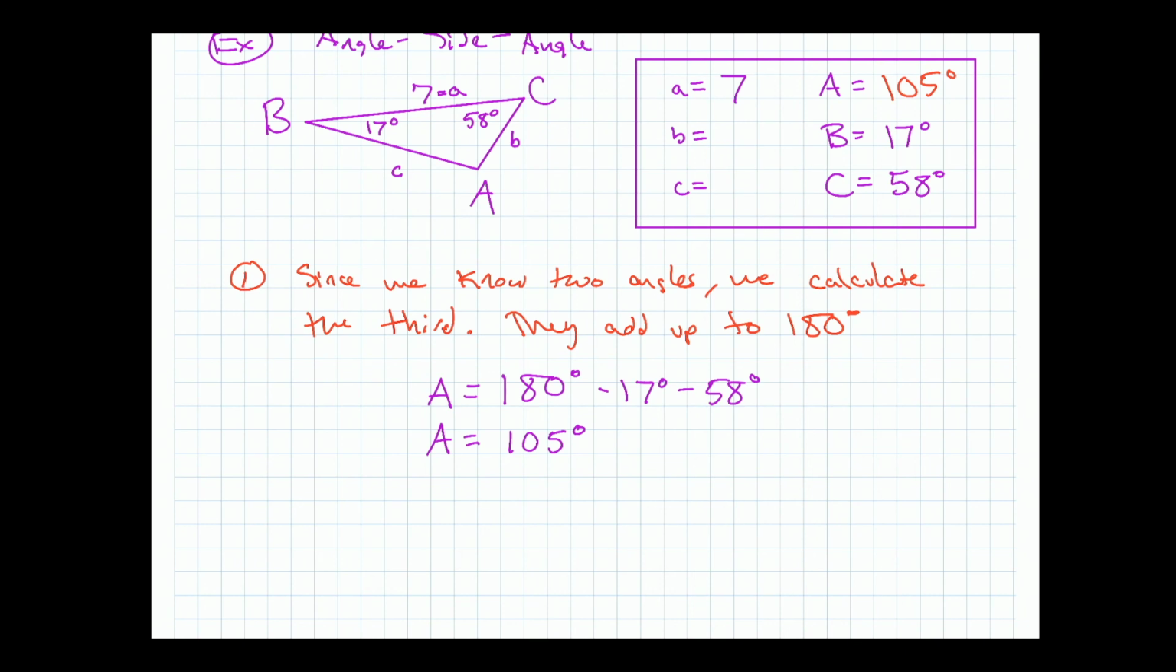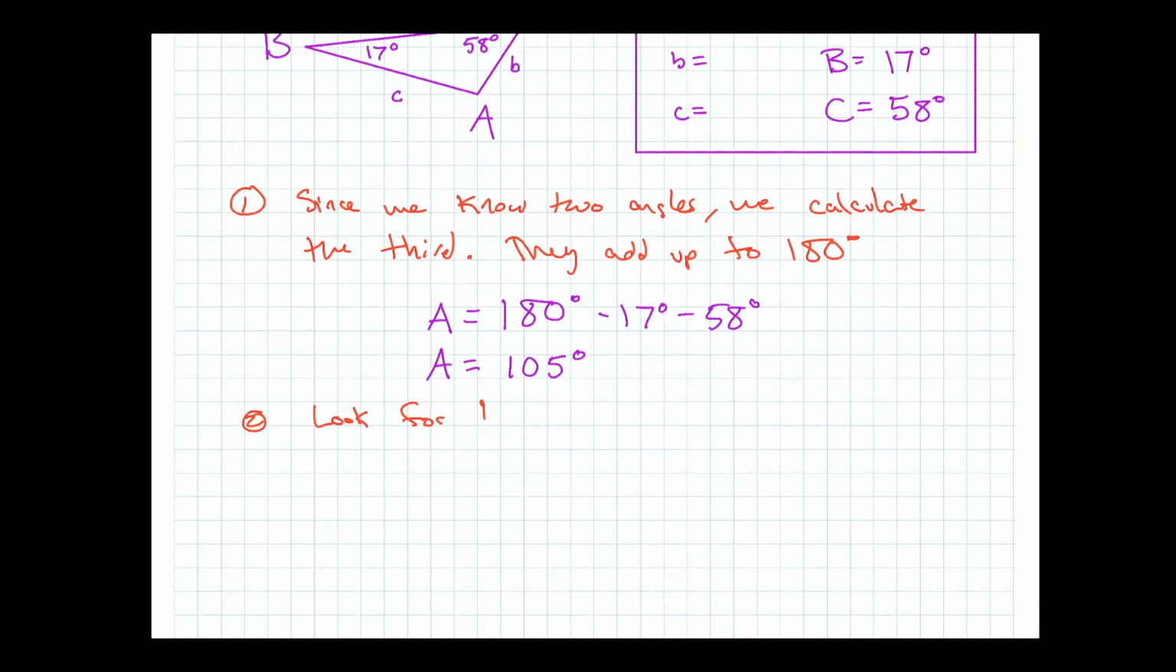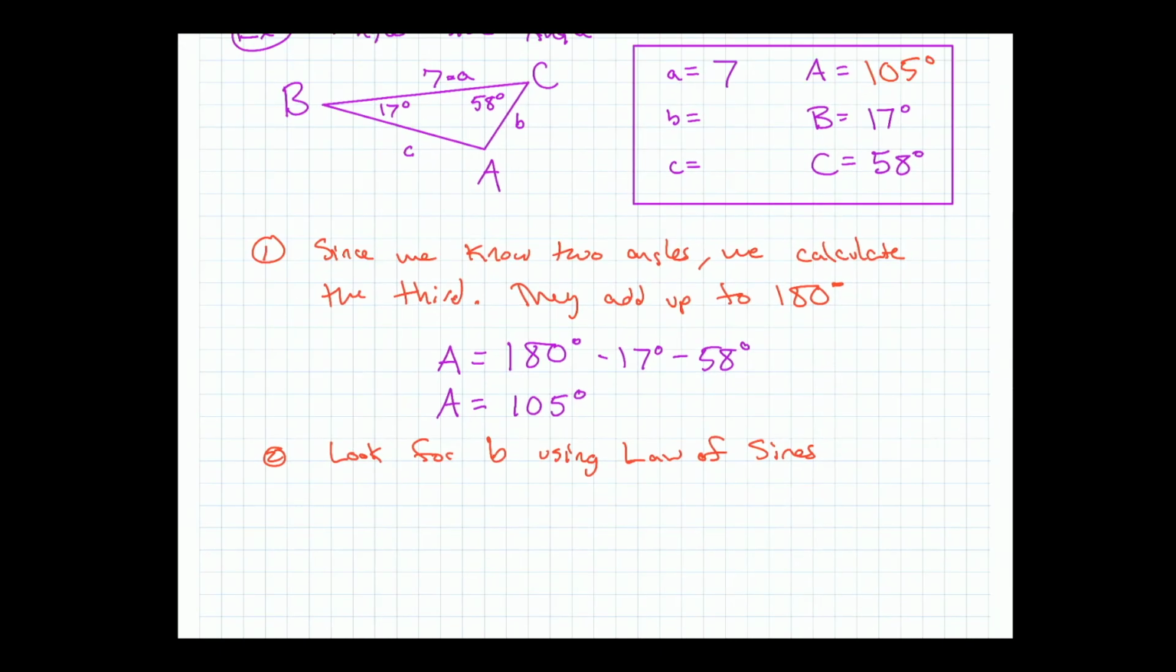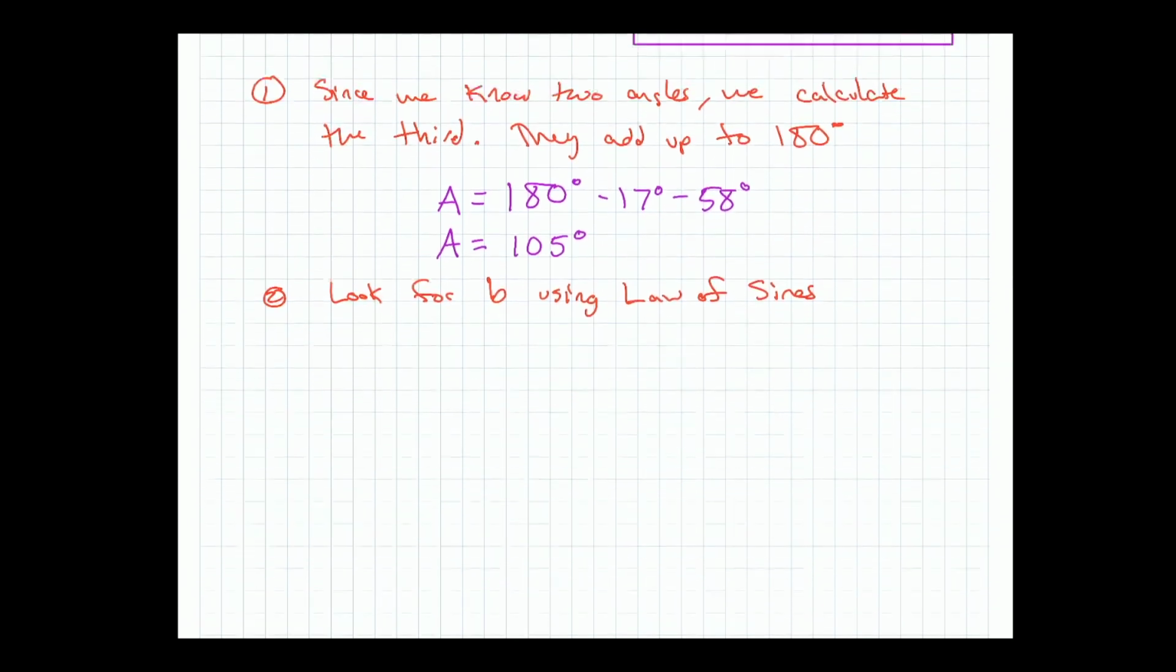Okay, now what we need to do is we're looking for the little b or the little c. Which should we do? Let's just do the b right now. It doesn't matter. Look for b using the law of sines. If we're looking for b, we're going to need to use the a, because that's the one where we know 2 of the things. And we're going to need to use b, because that's what we're solving for. So we're going to use the part of the law of sines that has a and b.